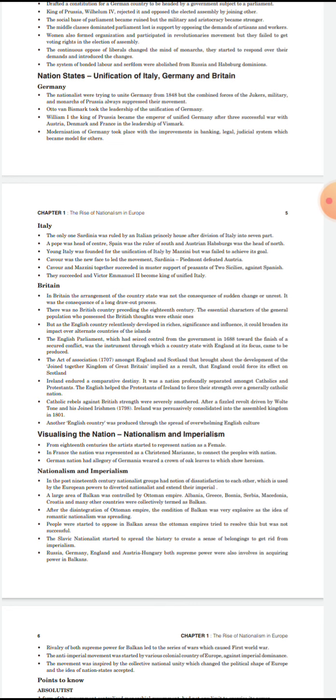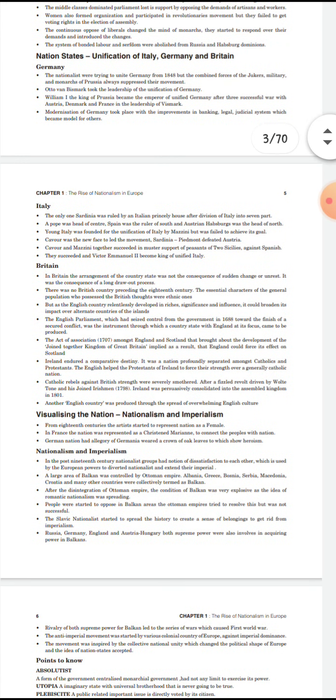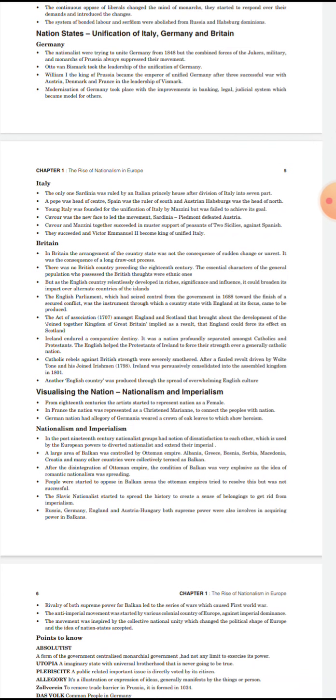After that, Ireland suffered a similar fate. It was a nation deeply divided, separated by Catholics and Protestants. England helped the Protestants of Ireland and gave them strength over the Catholic nation. Catholic revolts against British dominance were suppressed. So the Catholics rebelled against the British again. After a failed revolt led by Wolfe Tone and his United Irishmen in 1798, Ireland was forcibly incorporated into the United Kingdom in 1801.